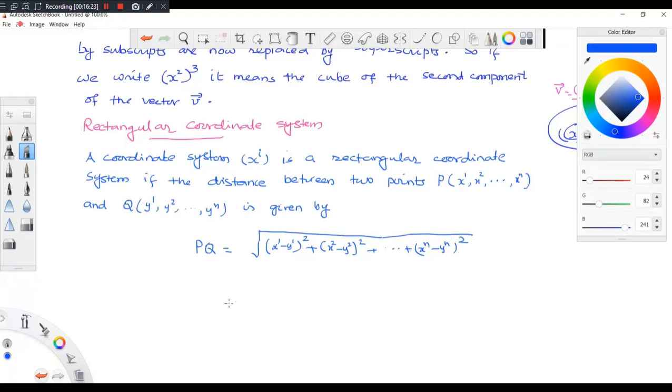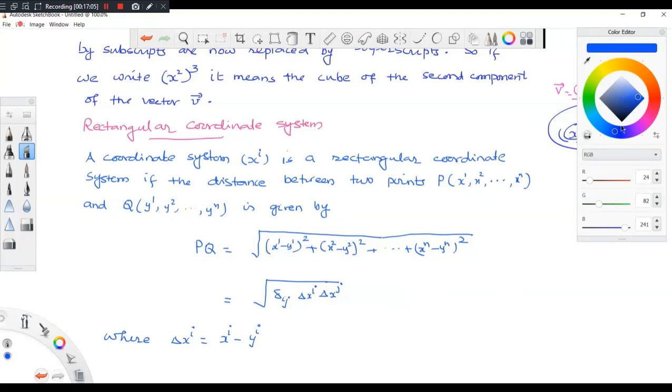Okay, so this I may put in short notation. This is square root of delta ij, delta xi, delta xj, where delta xi is equal to xi minus yi. Okay, now you familiarize with the notation. See, I am doing the simple things to make you familiarize with the new notation.